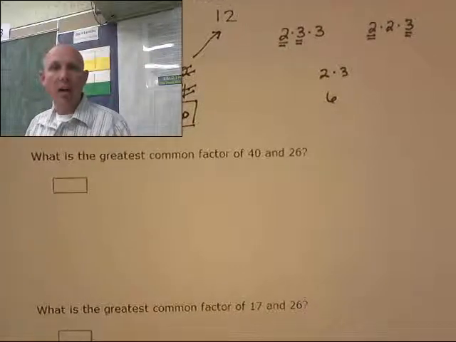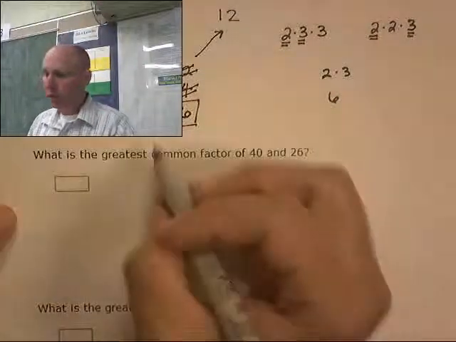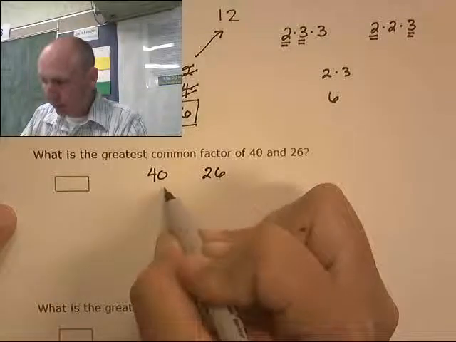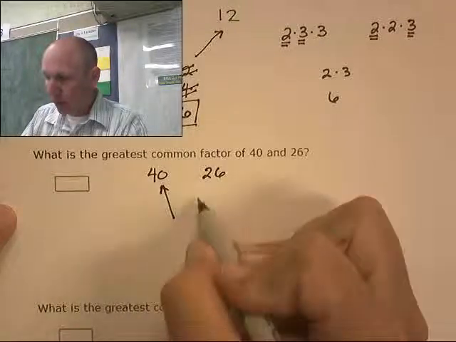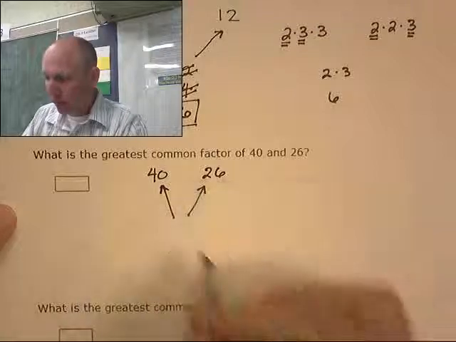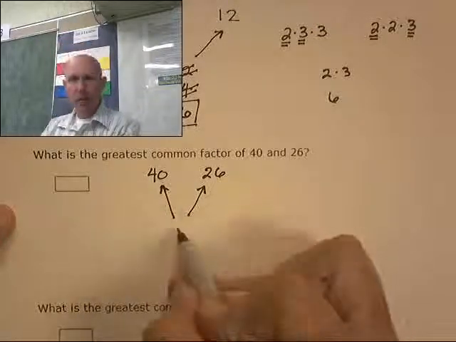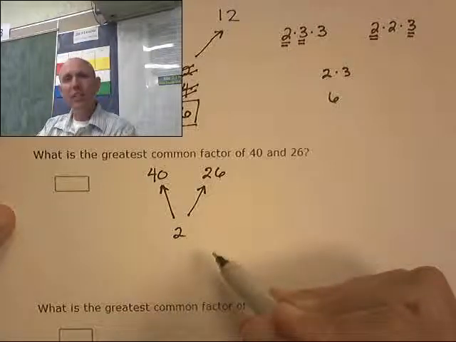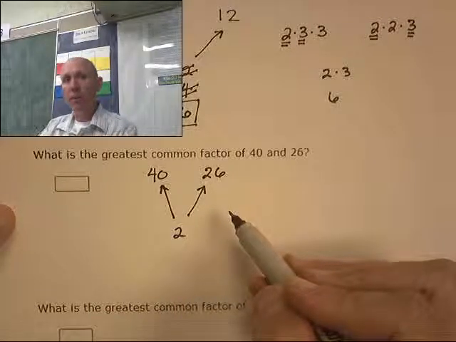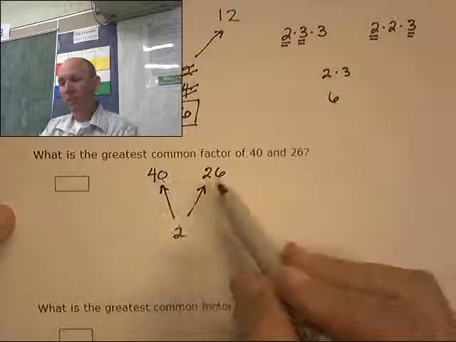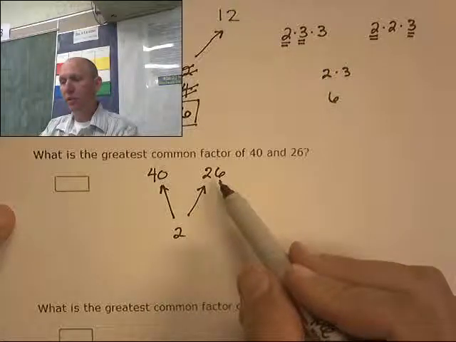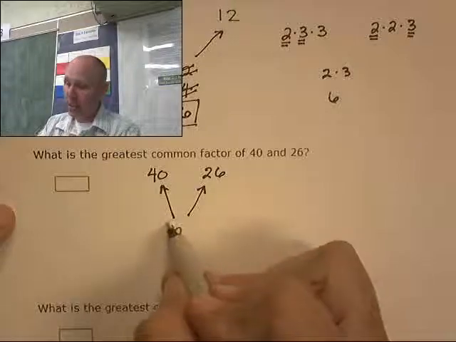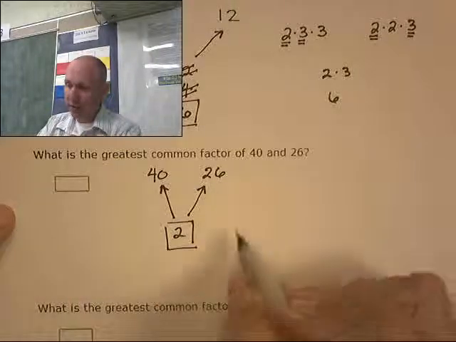What is the greatest common factor of 40 and 26? And I'll do this both ways. I'll first just use my brain. Let's see. Can the number 2 go into both of these? Yes, 2 goes in. Is there anything bigger that goes into both of these? A 4? No, 4 doesn't fit into 26. I think it's 2. I think this is the greatest common factor.